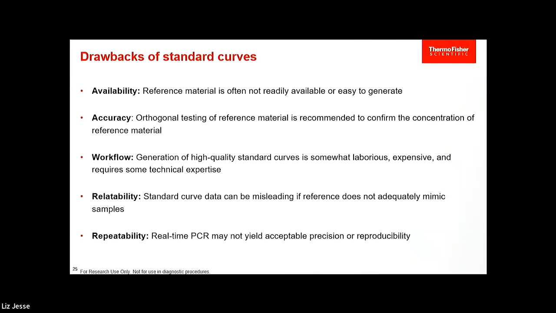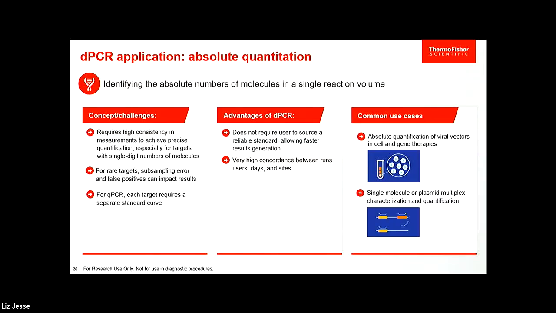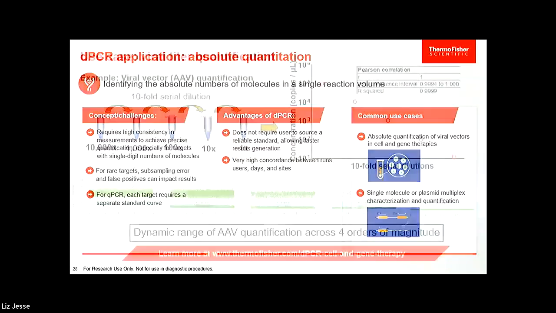Workflow. Digital PCR eliminates the need for a standard curve, so you can really get more accurate data, but you no longer have to run the standard. And then reliability and repeatability. The advantages again of utilizing digital PCR is that a standard curve doesn't require source material, and you're going to see a much higher concordance between your data runs. And I will show you some examples of that.